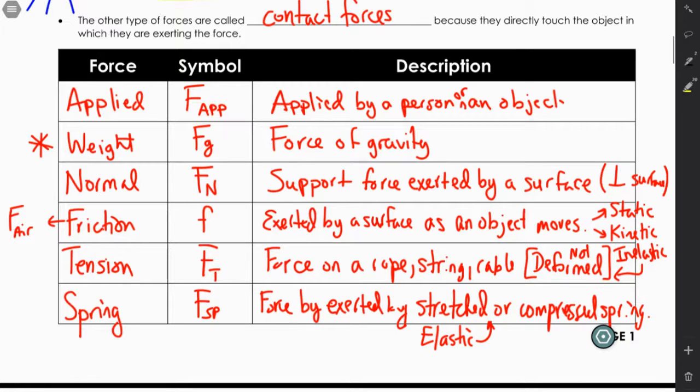Okay, so in the next video, we're really going to start diving into Newton's laws. These are just some of the forces that you'll see over the next bunch of videos, especially when we do problem solving.